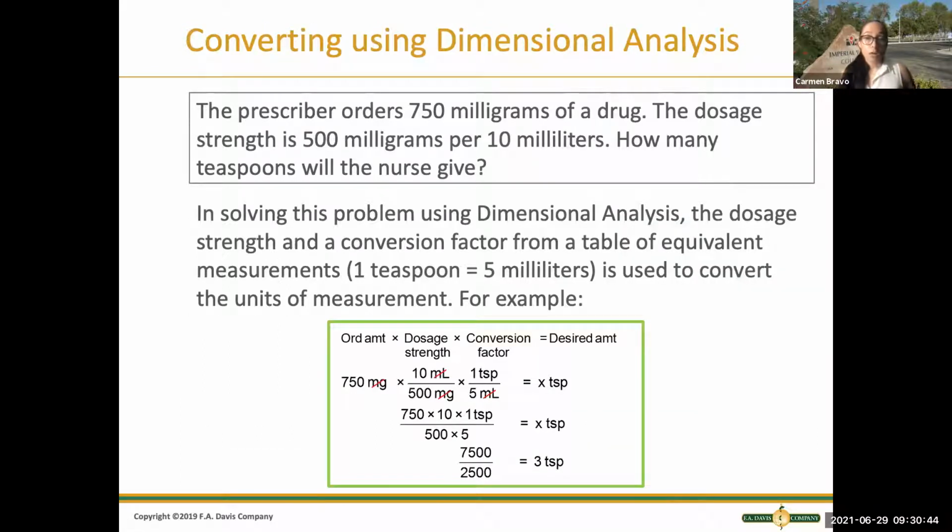So let's work on a problem in which we have to utilize or add a conversion unit of measurement as well. In this particular example, the prescriber orders 750 milligrams of a medication. The dosage strength is 500 milligrams per 10 mLs. And the question says, how many teaspoons will the nurse give? So now we're looking for teaspoons.